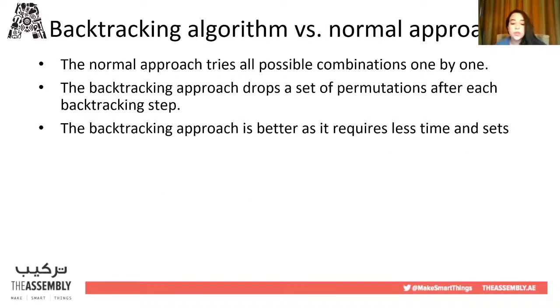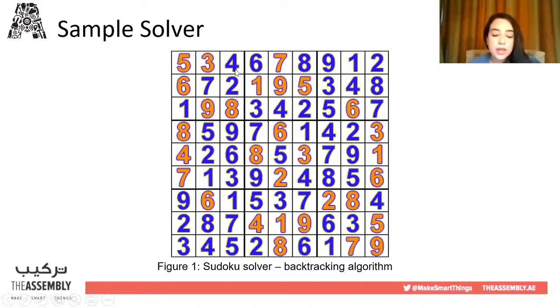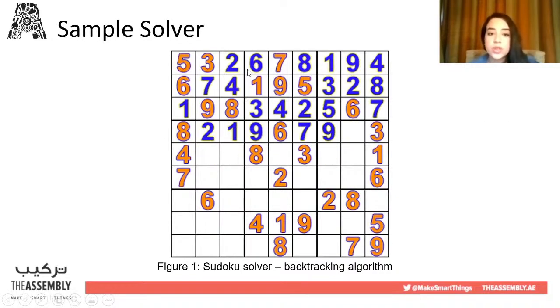Now I will compare the normal approach, or in other words, the dynamic programming, which just tries all the possible number combinations, to the backtracking approach, which drops a big set of permutations every time it backtracks. This shows that the backtracking algorithm is better as it saves time and needs a lower number of tries. Now here, this is an example that uses the backtracking algorithm. As you can see in the first cell, the solver does not try number 2. Does not try number 3. It jumps from 2 to 4 directly, since 3 is already present in the row.